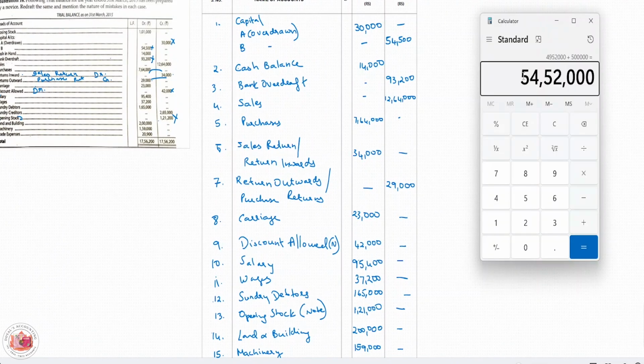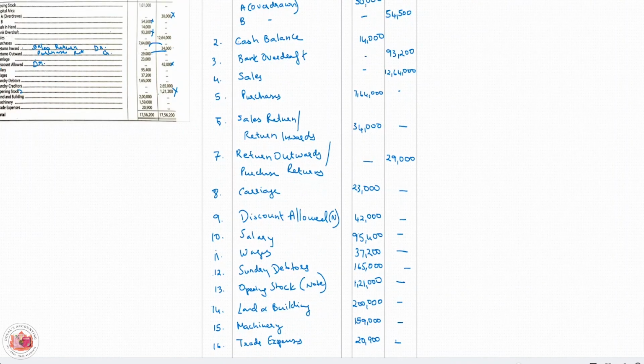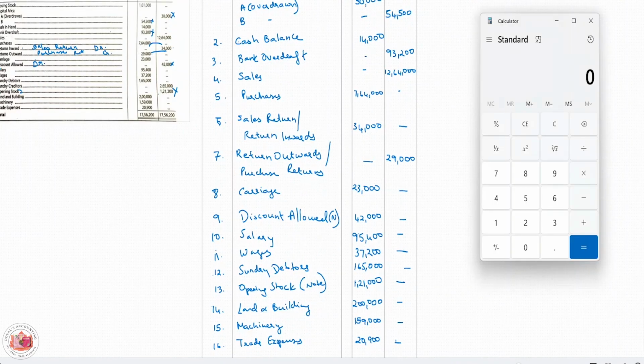Okay, so now let me calculate the totals. My debit side and my credit side. Let me calculate my totals. So on my debit side, my balances are 30,000 plus 14,000 plus 7,64,000 plus 34,000 plus 23,000 plus 42,000 plus 95,400 plus 37,200.